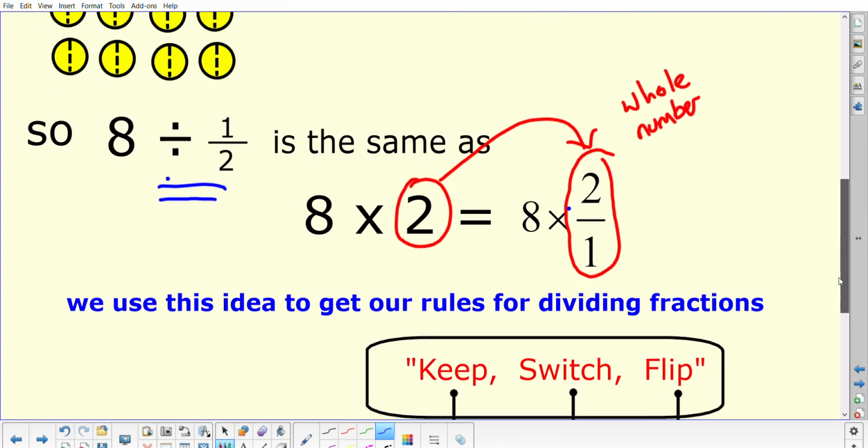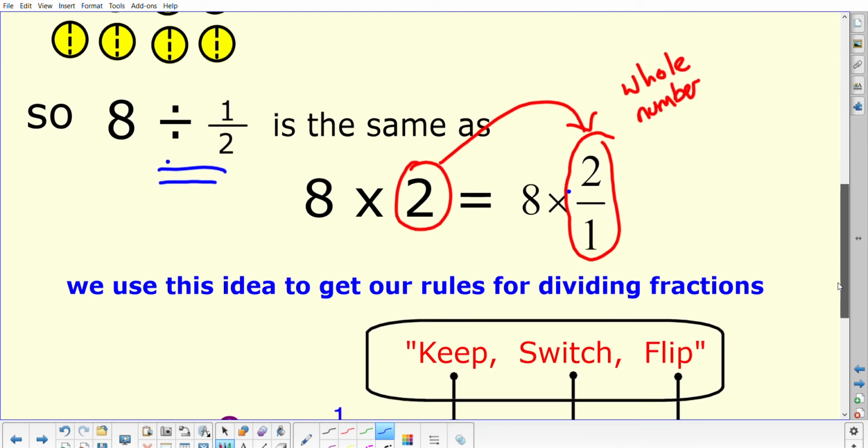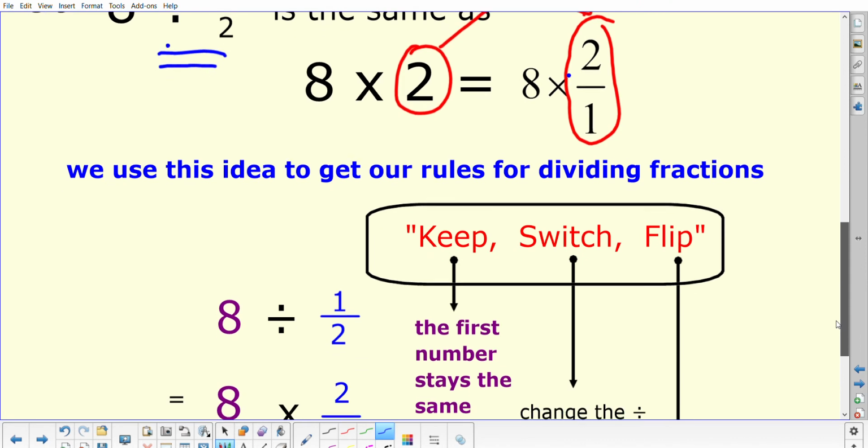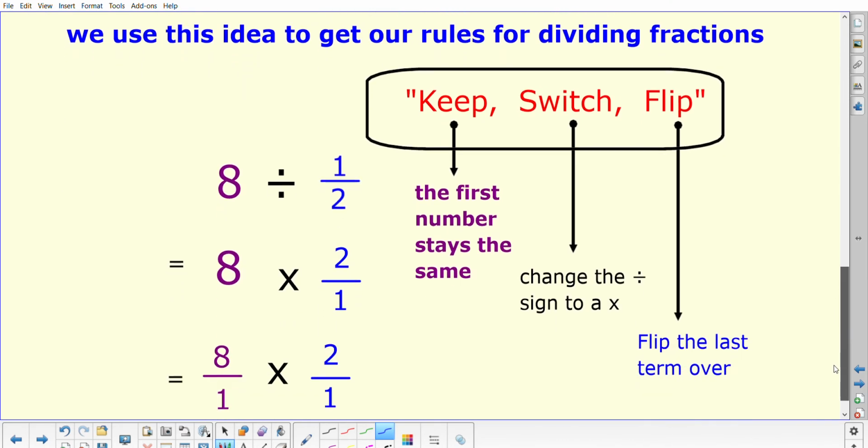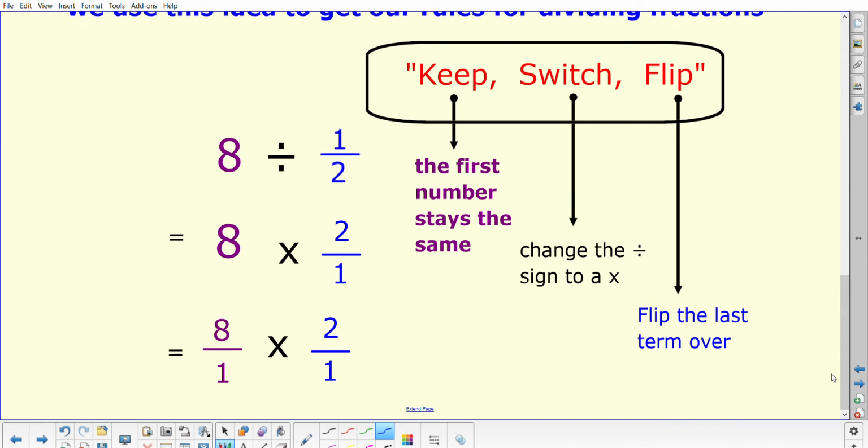So we're going to use this idea to get our rules for dividing fractions. I'm going to call these rules keep, switch, flip. This will help us as we progress with our work on dividing fractions. So looking again at this example here, you might want to copy this out into your jotter, so you can pause the video if you do.